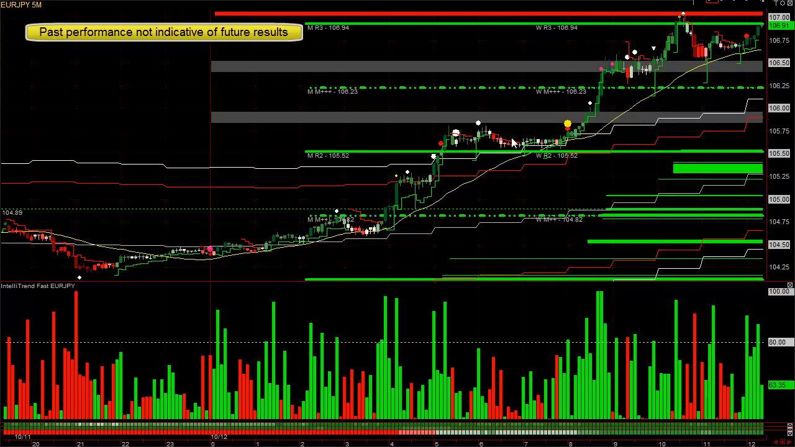You wait for a little pullback in a little sideways range. You buy this, and you can see it shot up. And this is our IntelliStop using 5-minute bar data. If you're a little bit longer term trader, this one also keeps you in the trade for the majority of the profits.